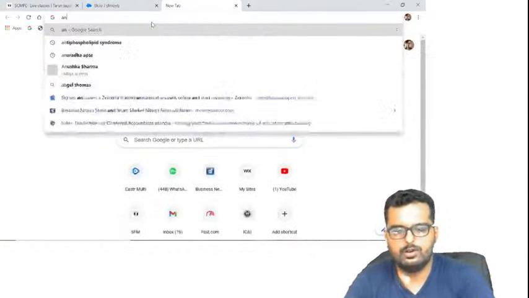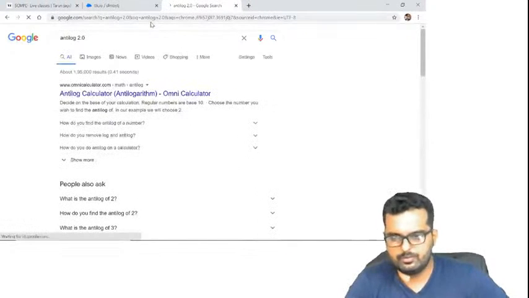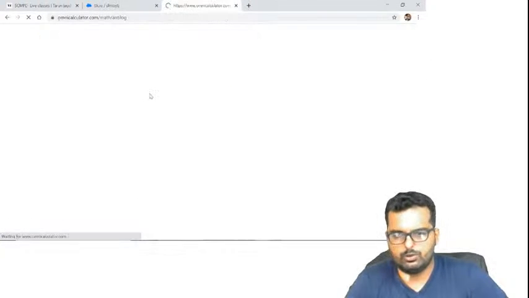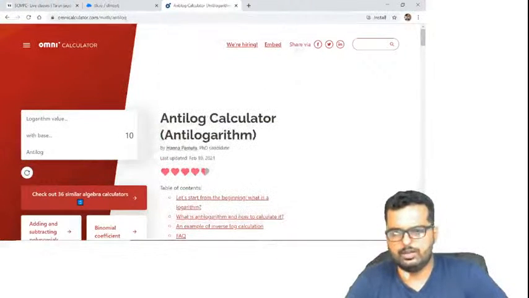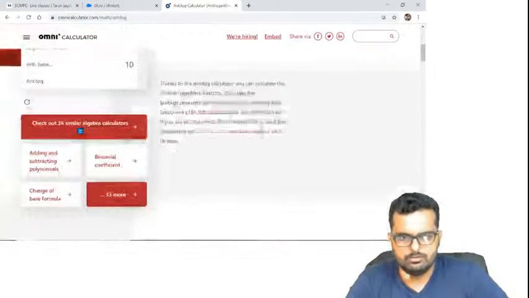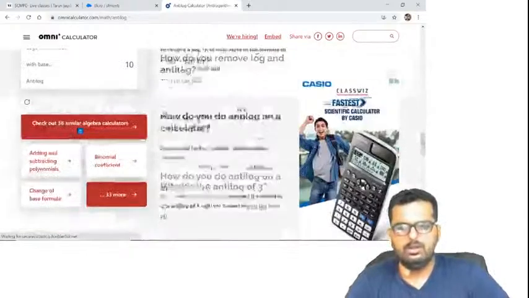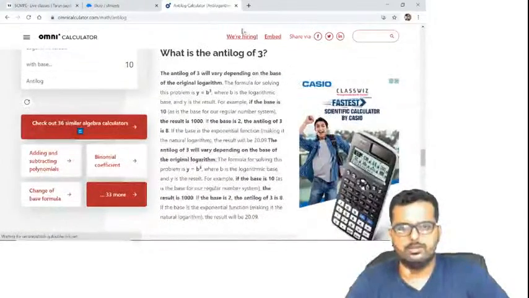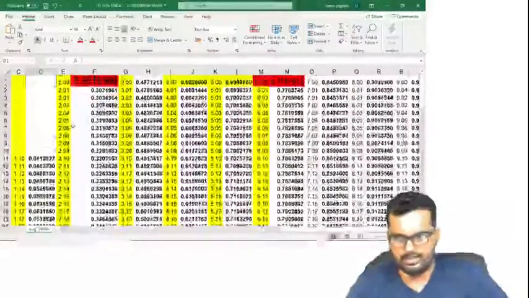Anti-log of 2.0. There's an anti-log calculator over here. My table, I don't know how the initial part went wrong. So it's not coming here. We can do it in a different way also. We just have to do 10 raised to whatever is the number. So I just take the Excel.